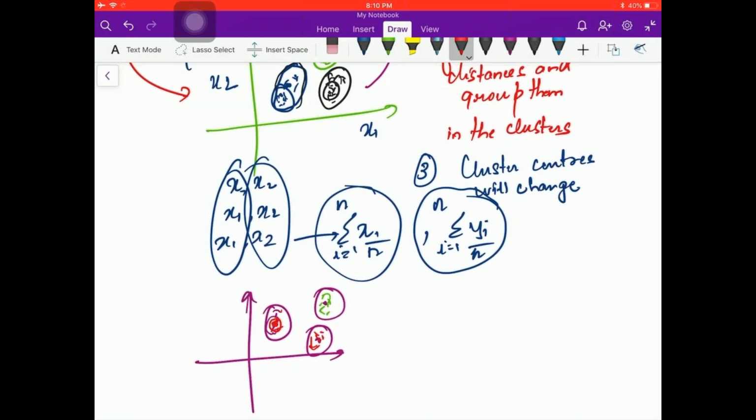But this is a costly operation, right? Yeah, it's quite costly. You're correct. It's very costly because every time you're trying to calculate the distances from each of the clusters and reassigning it. It's a costly operation. You're correct.